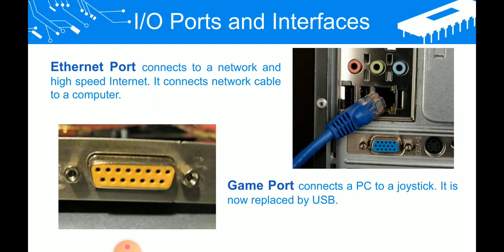The next is Ethernet port. So Ethernet port, this is used to connect internet to the computer through the Ethernet cable. So you can see in the picture the blue Ethernet cable. It will be inserted to the Ethernet port. Through this we can connect the internet to the system. That is LAN network.